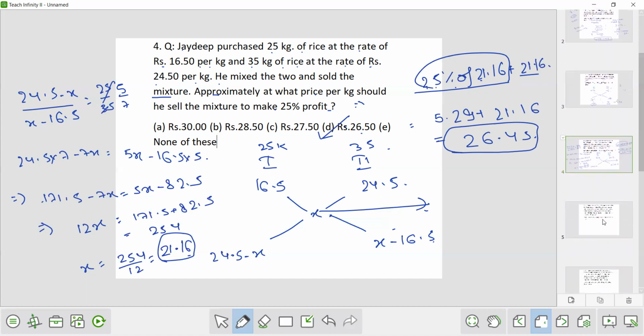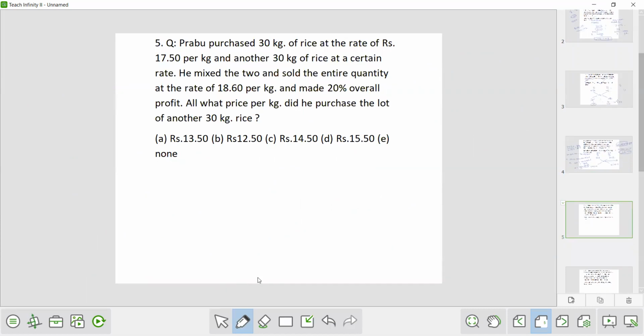Okay, fine. Let us move to the next question. Prabhu purchased 30 kg of rice at the rate of 17.5 per kg and another 30 kg of rice at a certain rate. We don't know what is the rate. He mixed the two and sold the entire quantity at the rate of 18.60 per kg and made 20% overall profit. So this 18.60 is the selling price. After he sold it at 18.60, he made a profit of 20%. So at what price did he purchase the lot of another 30 kg rice?